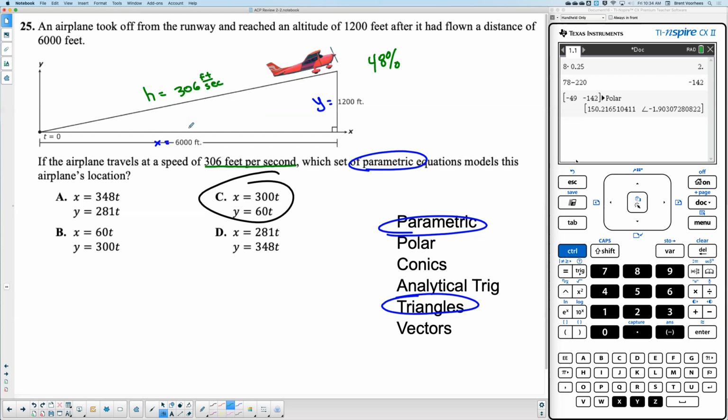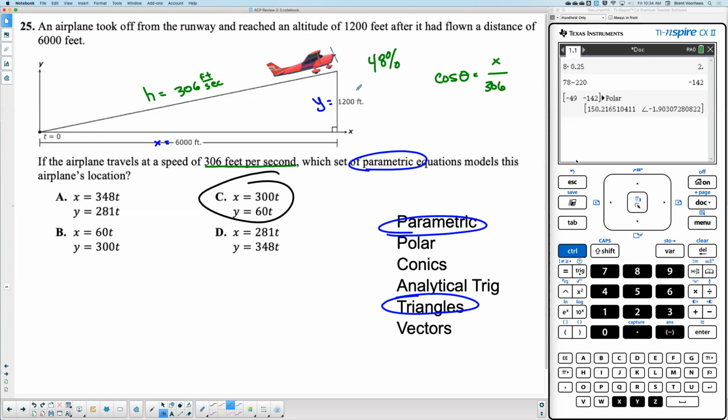Now, if you want to do it this way, if I had to find the x, what's the relationship between x and h? Is it sine, cosine, or tangent? Which one deals with x and h? Cosine. You could do cosine theta equals x over h. Now, right now I'm looking for the x equation over 306, and this would be a t, honestly, because it's feet per second.